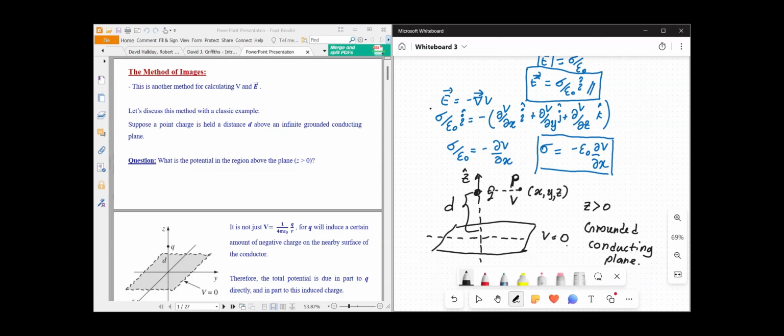With what we learned regarding the conductors, someone please tell me your ideas. Anyone, if you have any idea, what will happen if I bring a certain charge Q here? What will happen to the charge distribution on this grounded conducting plane?